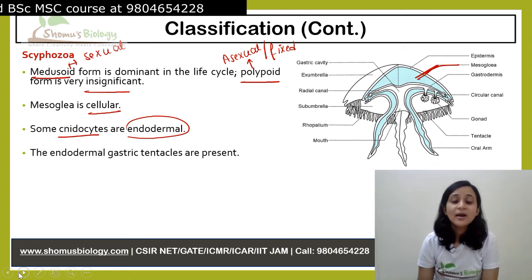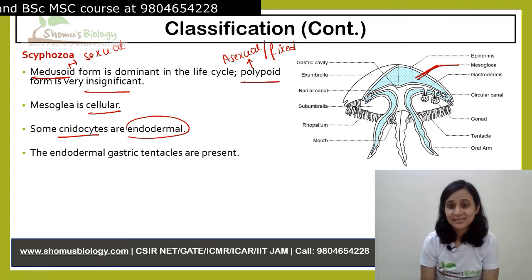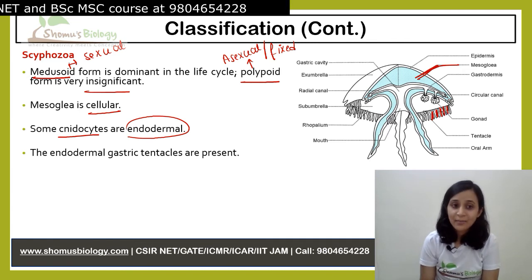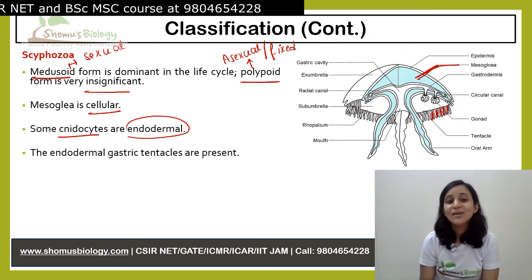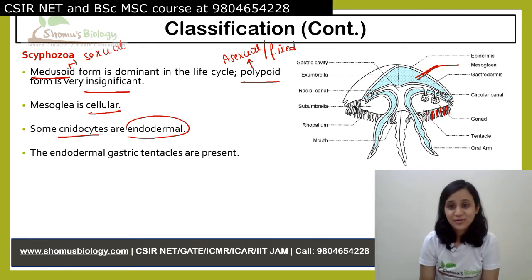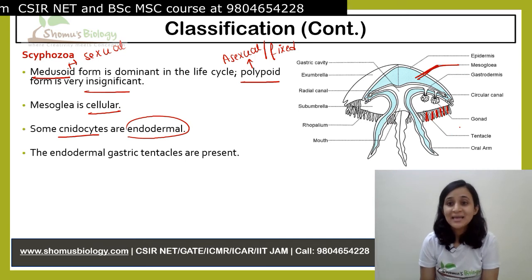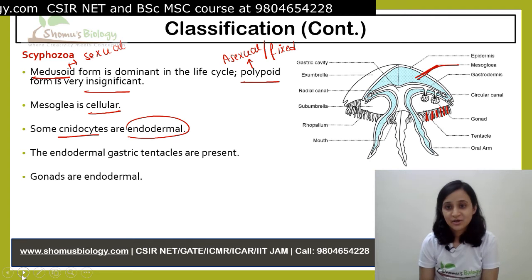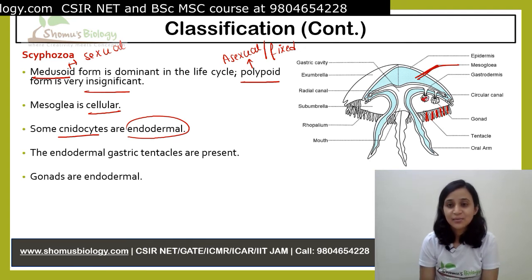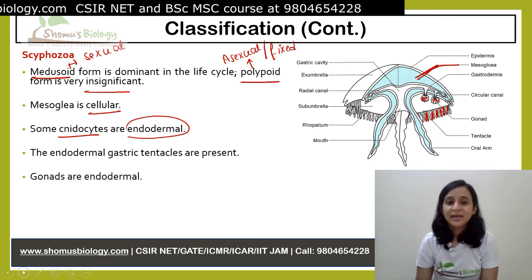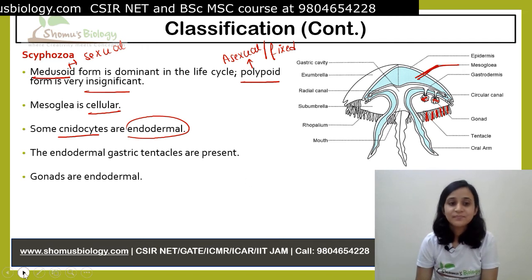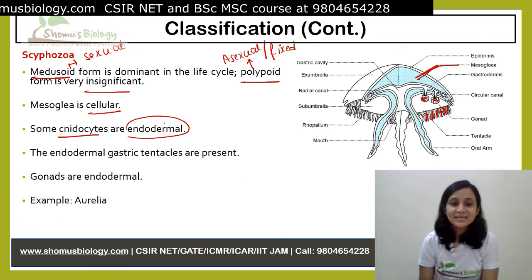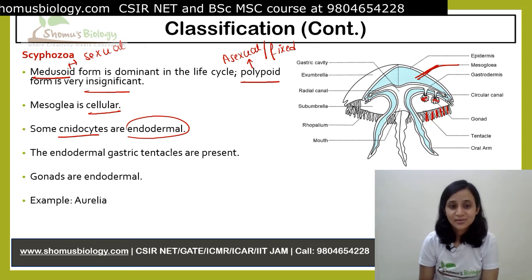The endodermal gastric tentacles are present. So these are some tentacles, and these are endodermal in their origin, and these are called gastric tentacles because they are formed from the gastric cavity. So they are some tentacles. Gonads are endodermal. So here we can see these are some gonads, and gonads are endodermal in their origin. Example is Aurelia.